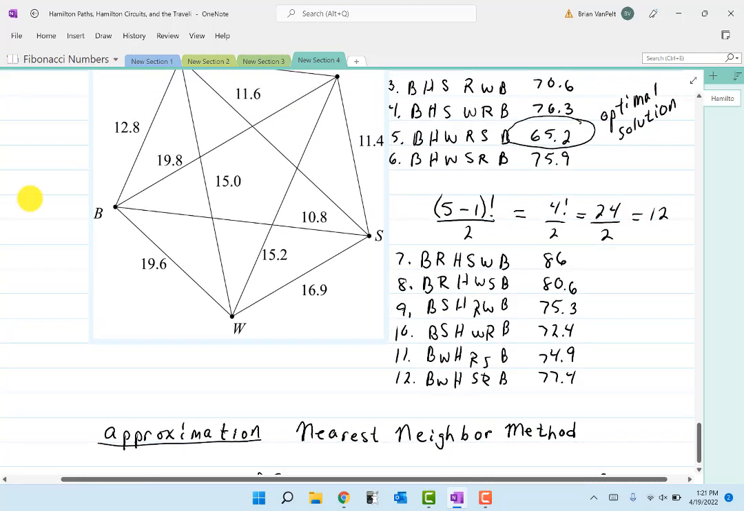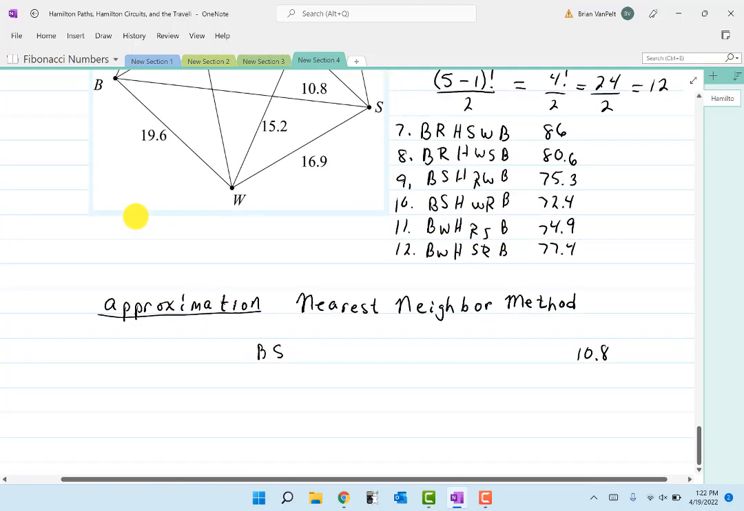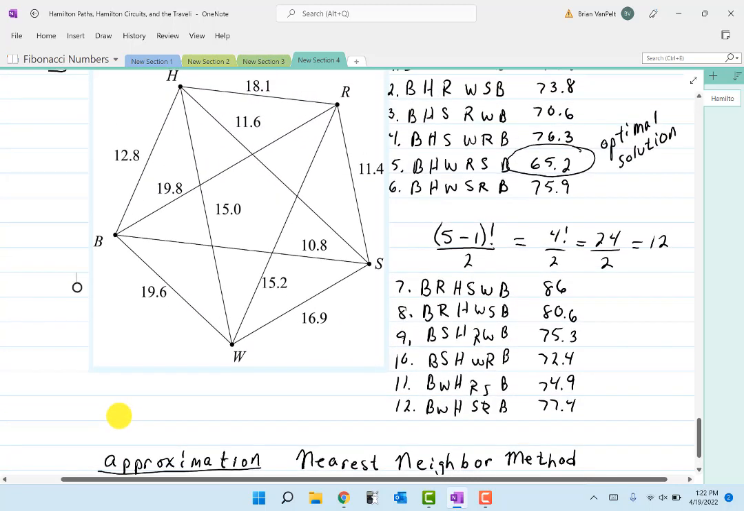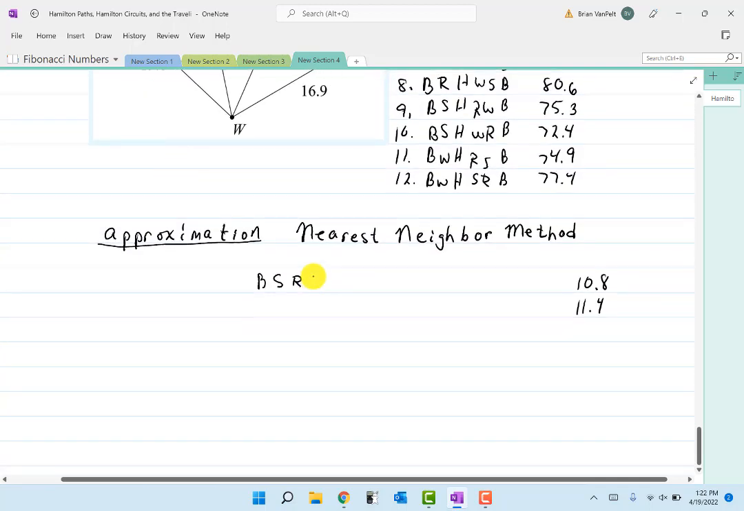So from S, I have to go to another vertex. What is the cheapest way to leave? And it looks to me like I can go to H at 11.6, or I can go to R at 11.4. That's even lower. So I'm going to put an R next, and let me put my 11.4. Now remember, you never want to go back to B until the end. R can go to H or W. R to W is 15.2, R to H is 18.1. So I will take the 15.2 and go to W.